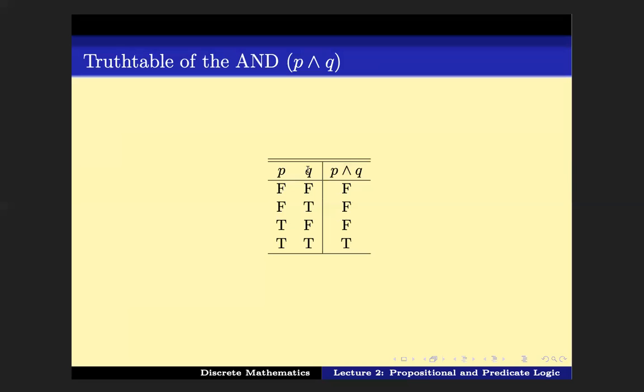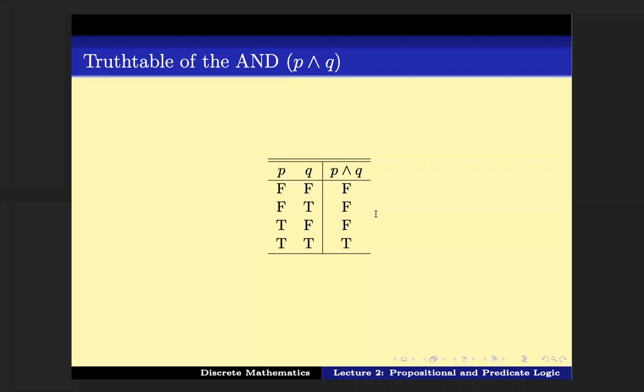So if P is false and Q is false, it means I make a false statement and I make another false statement, and I connect them. So say I work in the Indian Army, and you live on the moon. Do you think this statement is true? No, sir, it is not true. Why? Because I have made two statements, both of them are false, and I've connected them with this AND.